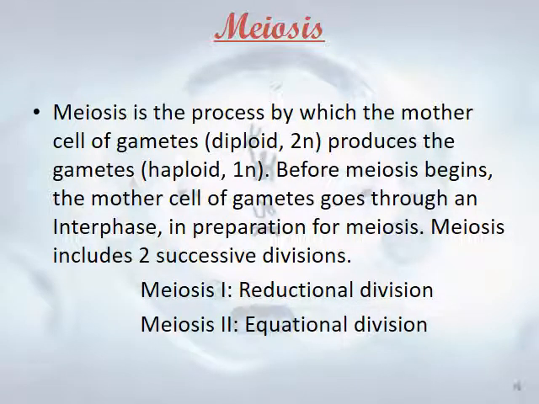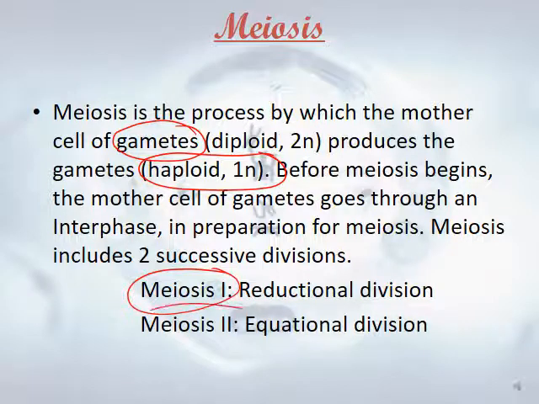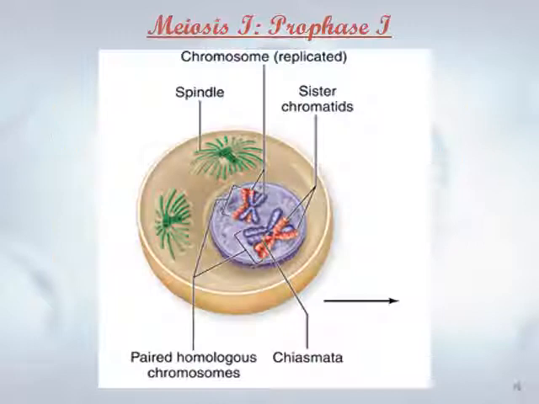Mitosis is the process by which the somatic cells divide. Here in meiosis, we have the mother cell of the gametes, diploid 2n, producing the gametes, haploid 1n. Before meiosis begins, the mother cell of gametes goes through an interphase in preparation for meiosis. Meiosis includes two divisions: meiosis 1 and meiosis 2. Meiosis 1 is called the reductional division, and we will see why it's called reductional. And meiosis 2 is called the equational division, and we will also see why it's called equational.